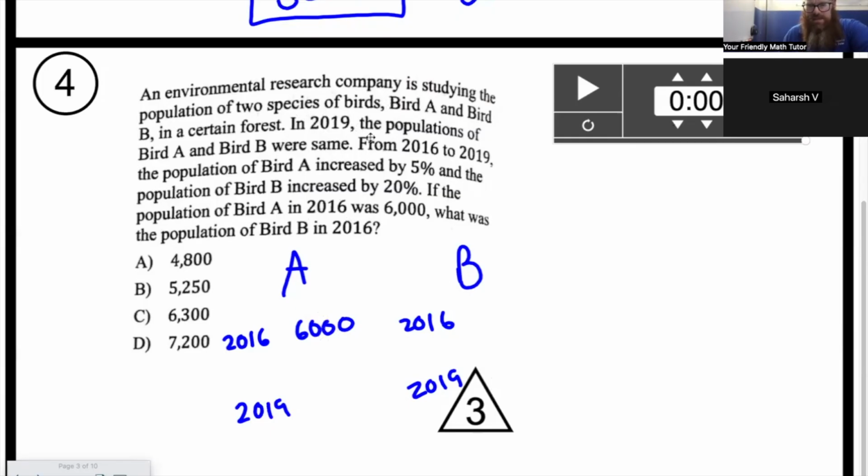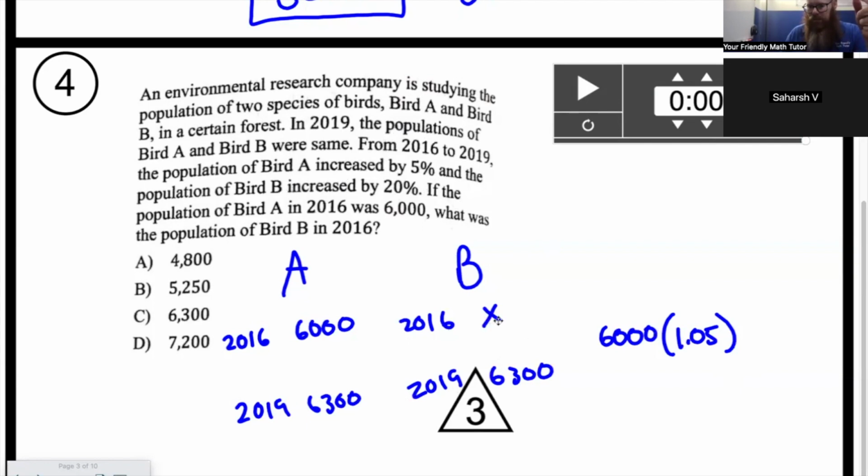So from 2016 to 2019, A increased by 5%. We start with the 6,000, and to increase something by 5%, we multiply by 1.05. So let's do that. That gives us 6,300, which means bird B was 6,300 because A and B were the same in 2019. And bird B increased by 20%, but we don't know what 2016 was.